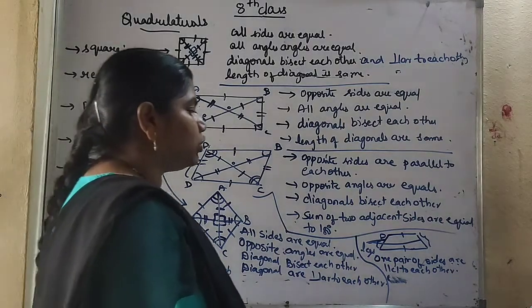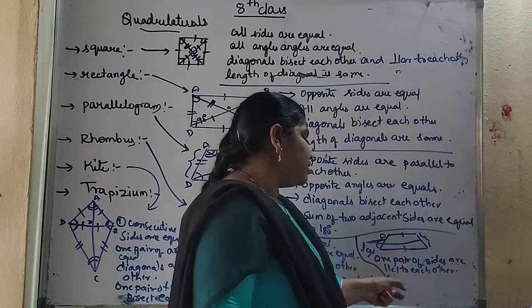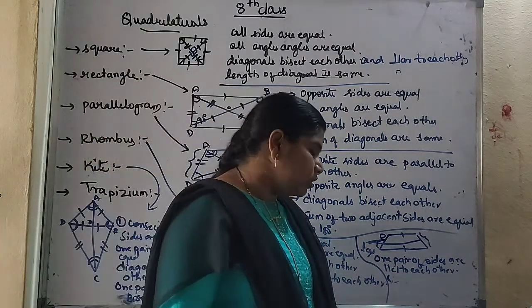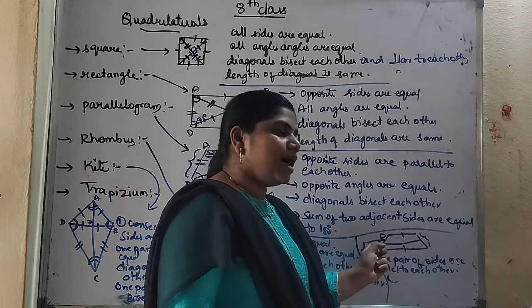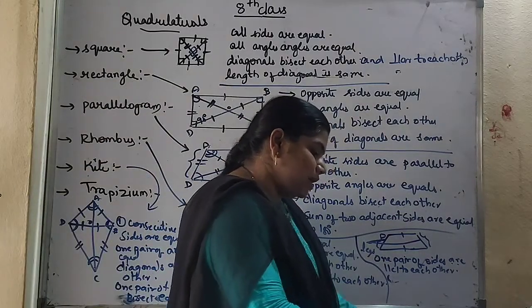And the last one is trapezium. In trapezium you will see only one property, that only one pair of sides will be parallel to each other, and the unequal sides we call legs.